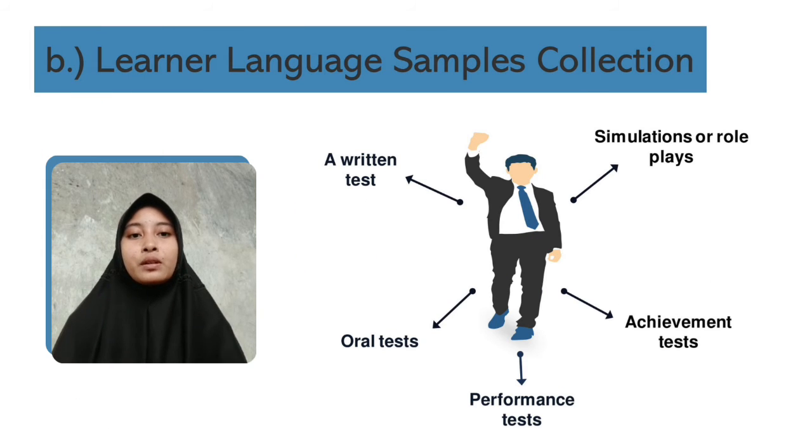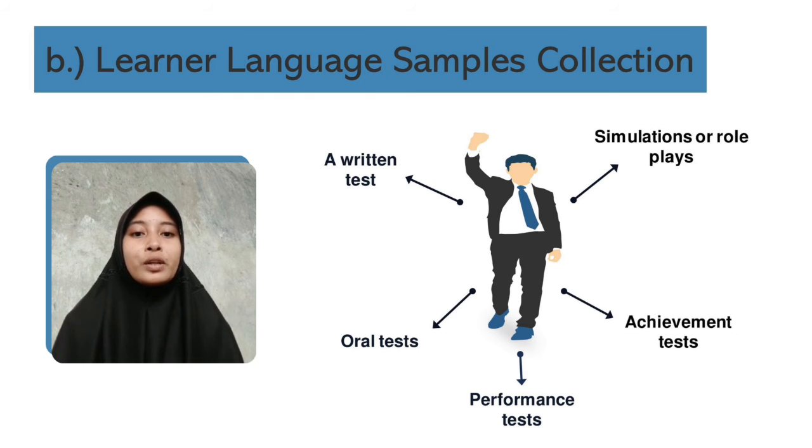B. Learner language sample collection. Language samples may be collected through, first, written tests. A written test is a test whose questions and answers are in writing, such as multiple choice. Second, oral tests are tests in the form of questions given by the teacher verbally, and students respond to these questions verbally. Third, simulation or role plays.